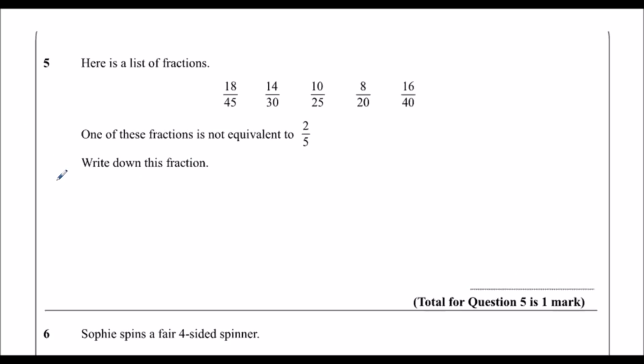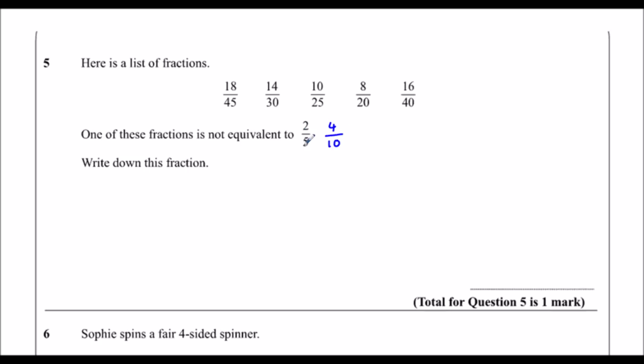Question 5. Here is a list of fractions. One of these fractions is not equivalent to 2/5. Write down this fraction. We've got a calculator, so we can use this just to explain equivalent fractions as well, though. So 2/5 is equivalent to 4 tenths. They mean the same thing.